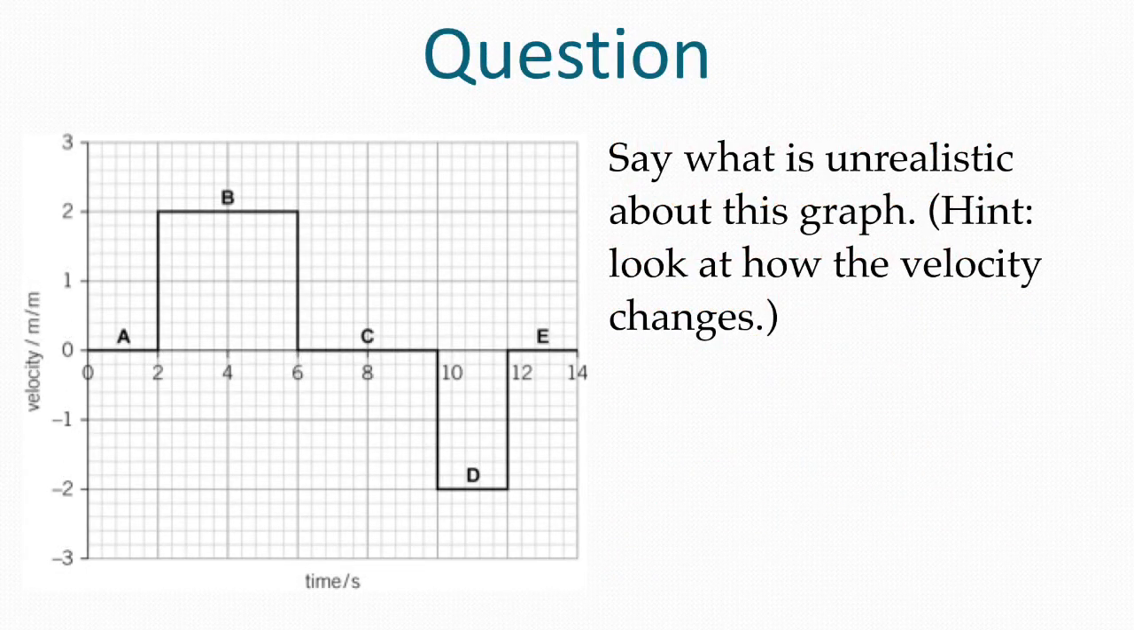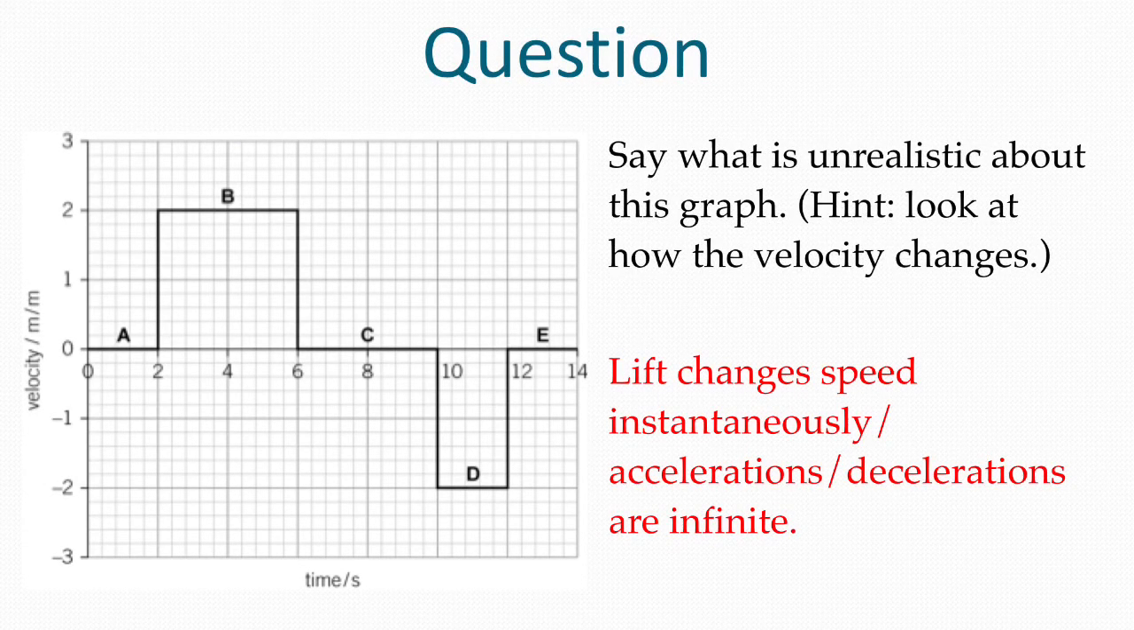What do you think is unrealistic about the graph shown here? In this example, the lift changes its speed instantaneously. The acceleration and deceleration are infinite and would create incredible forces on the person in the lift. For safety's sake, the speed would have to change at a much more gradual rate in order to avoid injuring anyone on the lift.